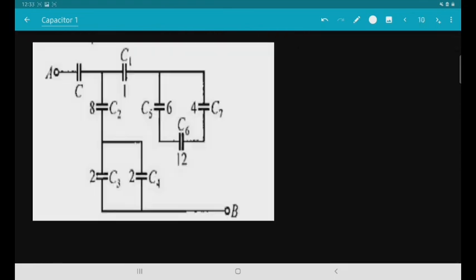In some of the questions you may be given such a circuit and asked to find out what is the equivalent capacitance between the points. Here they are A and B. So in this case we can use the nodal method to find out the capacitance.